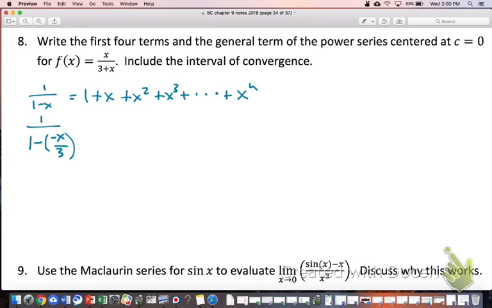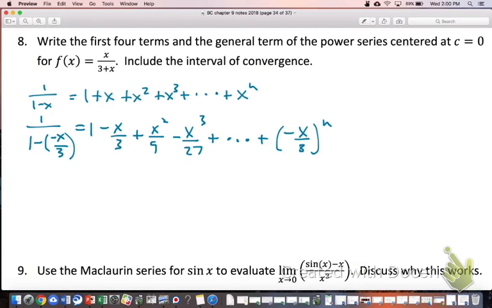Make sense? So I'm not there yet, but at this stage it would be 1 minus x thirds plus x squared over 9 minus x to the third over 27 plus ... plus negative x over 3 to the n. Is this making sense so far?